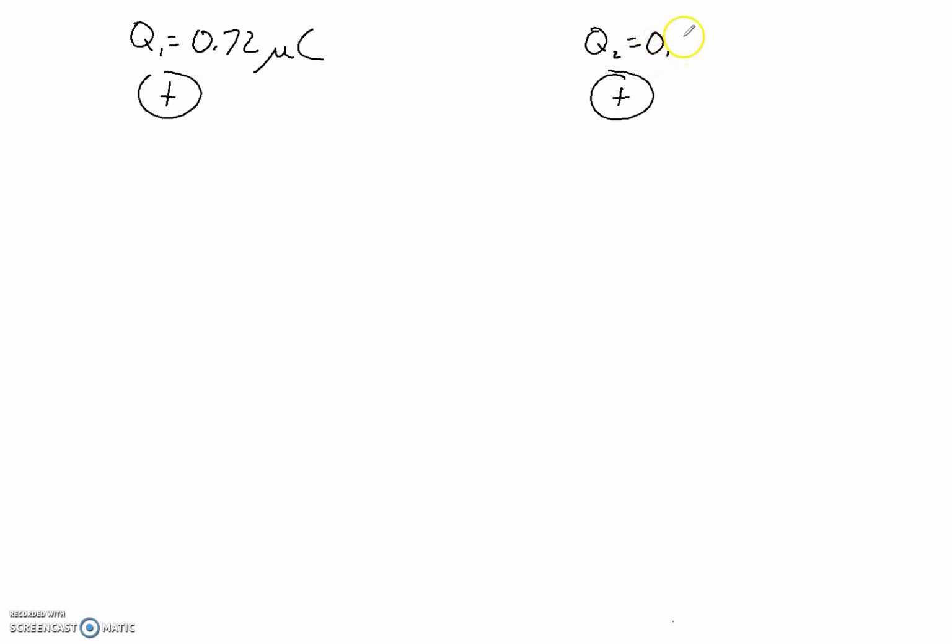Okay. So let's start with this. Suppose we have a positive charge, Q1, and let's say Q1 is 0.72 microcoulombs, and over here we are going to have another positive charge, and we do not know the value of that positive charge. Or you know what? Let's just get the value for it. Let's say it's 0.56 microcoulombs.